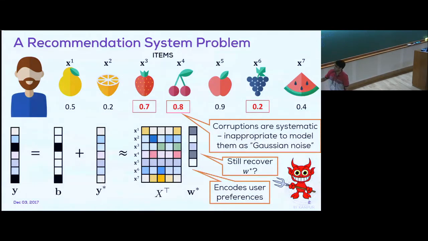X is a vectorial representation of this item. So the item code, the past history of purchases, some way of representing the item as a vector. I represent the user as a vector, W star. The inner product between these two vectors gives me an idea of how much the user likes this item. I get to see Y. Y star is what I would have seen had the user been allowed to give all the ratings. I know X, I don't know W star. So I know my items very well. What I don't know is the mind of the user.